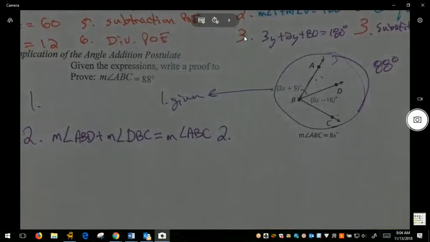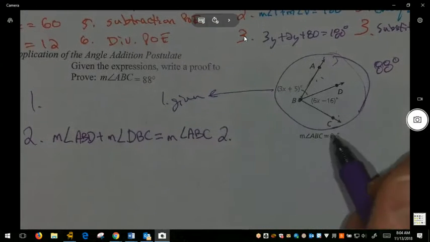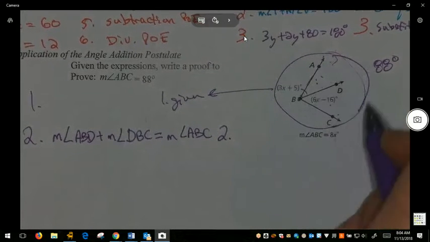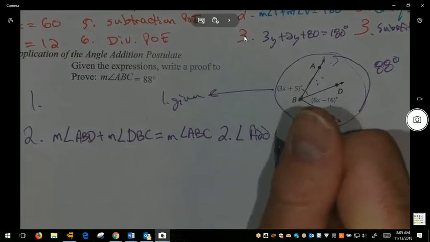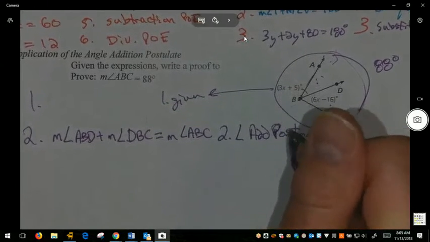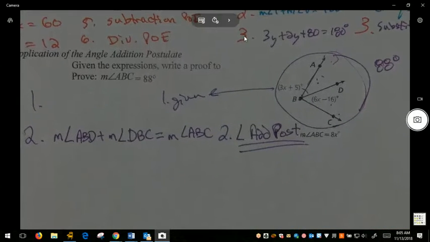So, what am I using? These two angles add up to a bigger angle. Angle addition postulate. It's one of the only two postulates we have so far. There will be many more to come.